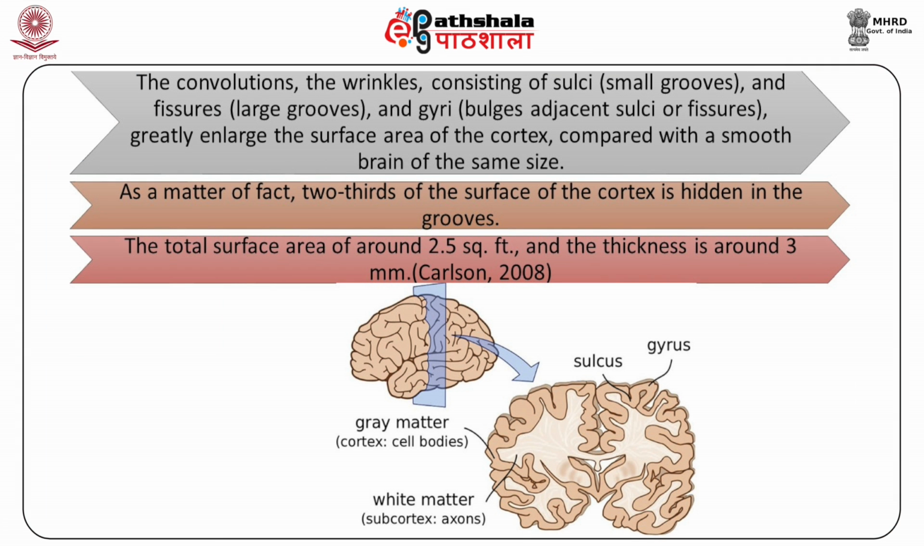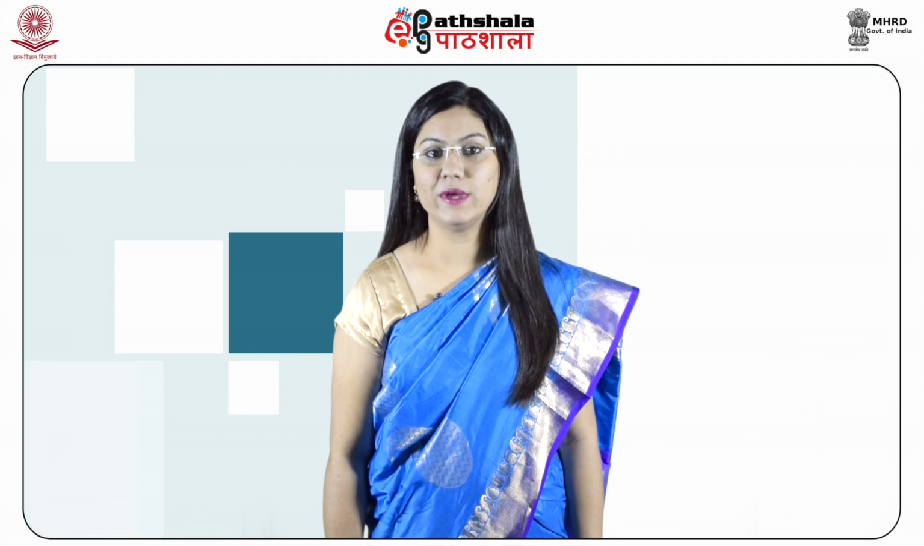The convolutions, the wrinkles consisting of sulci and fissures and gyri, greatly enlarge the surface area of the cortex compared with a smooth brain of the same size. As a matter of fact, 2/3 of the surface of the cortex is hidden in the grooves. The total surface area is around 2.5 square feet and the thickness is around 3 millimeters. The cortex is wrinkled because it allows a much larger area of cortical cells to exist in the small space inside the skull since the brain develops before birth.